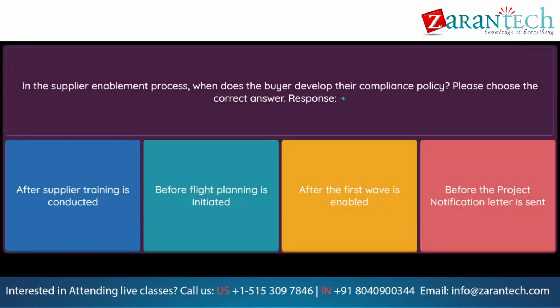Question: in the supplier enablement process, when does the buyer develop their compliance policy? Please choose the correct answer. Response. Option 1, after supplier training is conducted. Option 2, before flight planning is initiated. Option 3, after the first wave is enabled. Option 4, before the project notification letter is sent.